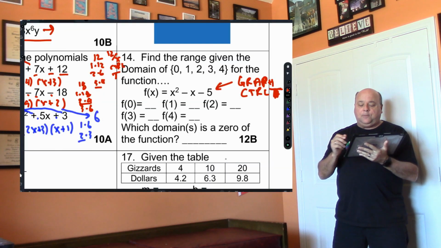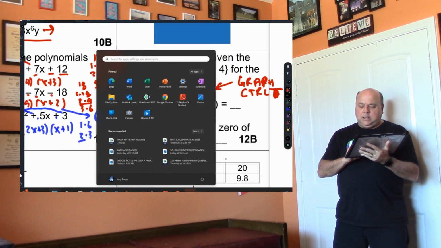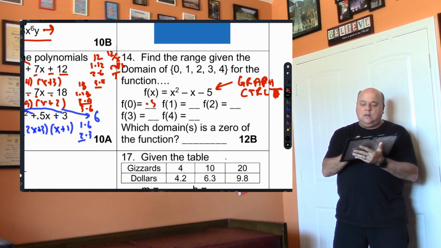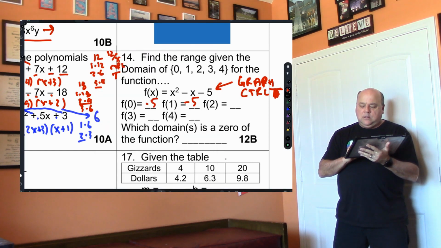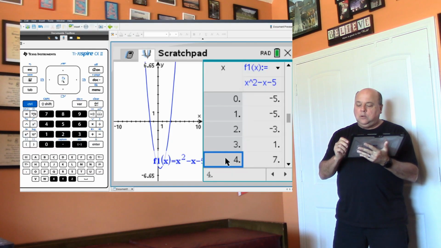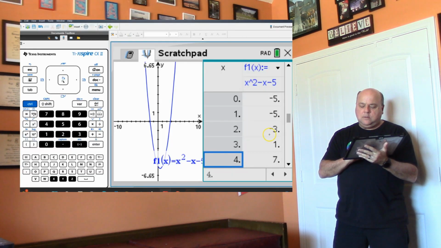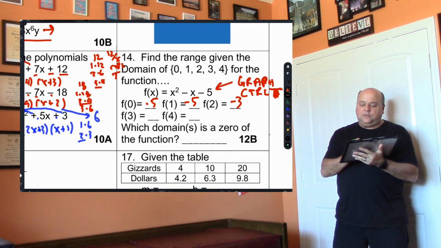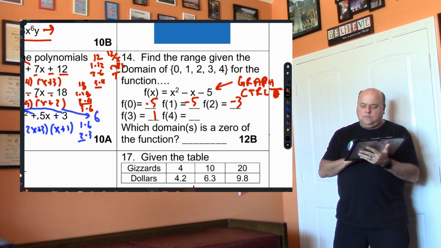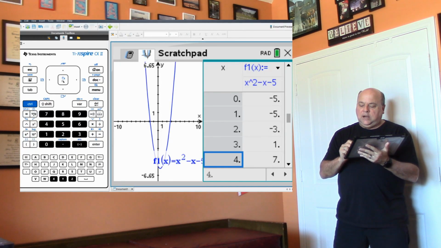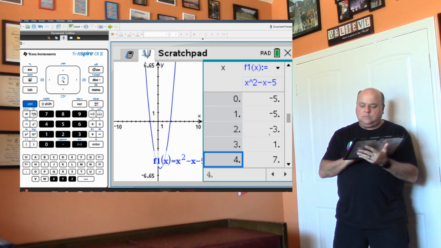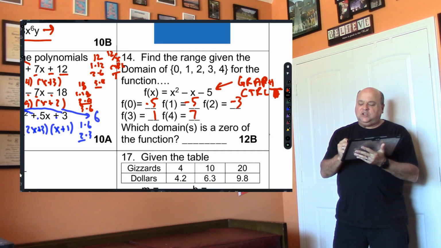So we're going to go to our paper. The 0 was what again? Was negative 5, right? The 1 was negative 5. The 2 was negative 3. The 3 was 1. And the 4 was 7. Notice, if I made a T-chart on this, I'm going to put 1, 2, 3, 4. We have negative 5, negative 3, and 1, and 7.